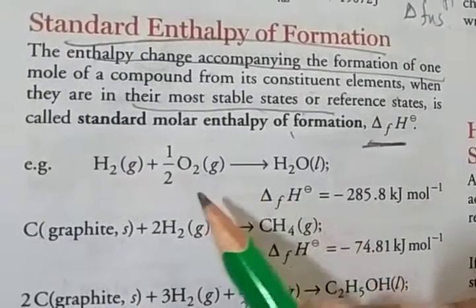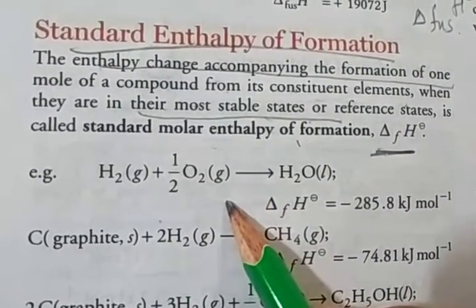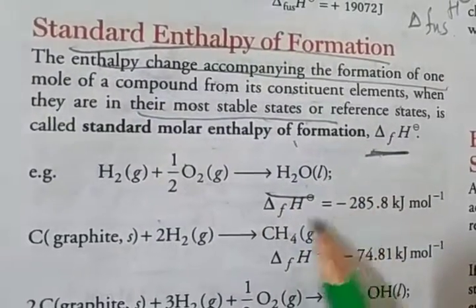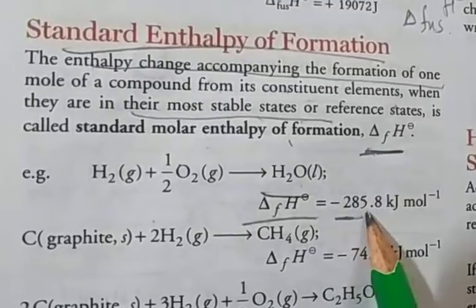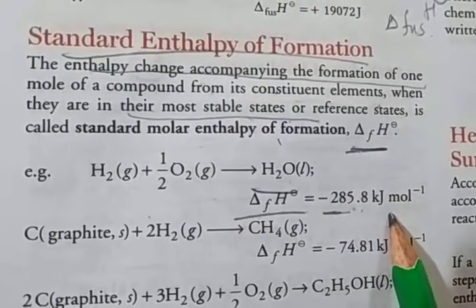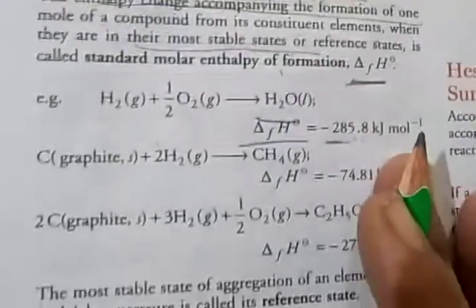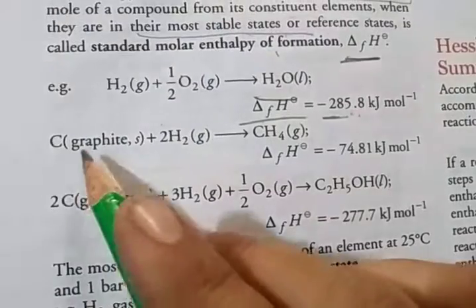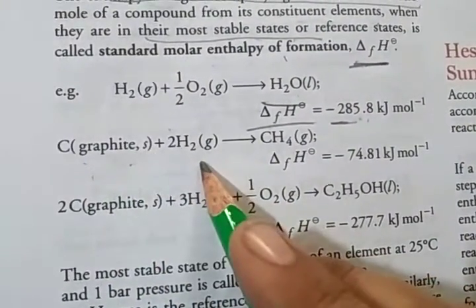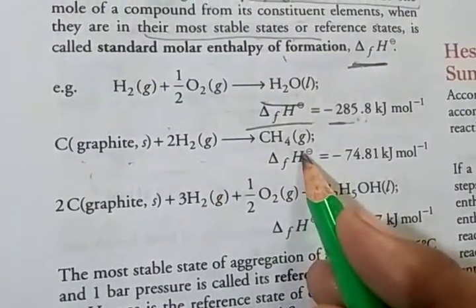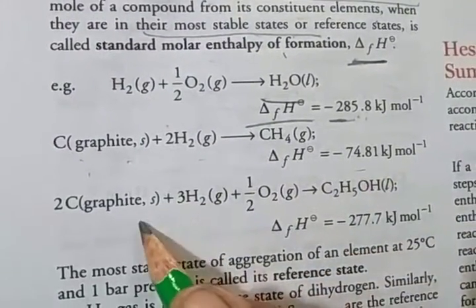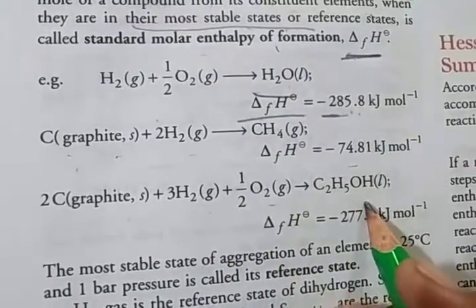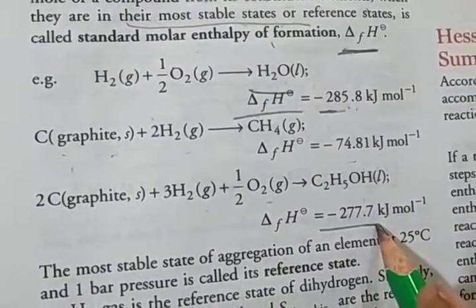For example, hydrogen gas reacts with oxygen to form liquid water. This is the standard enthalpy of formation, here minus 285.8 kilojoule per mole, because this reaction occurs in the most stable way. Another example: carbon graphite solid reacts with hydrogen gas and converts into methane gas. Here it is minus 74. Graphite reacts with hydrogen and oxygen also, so ethanol is formed, and here the energy is minus 277.